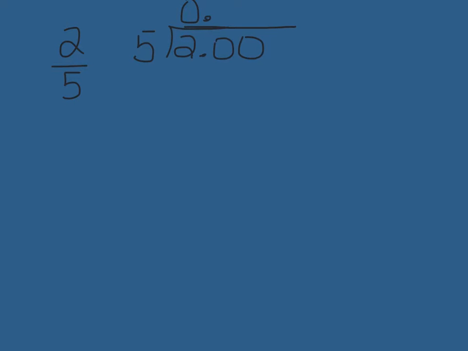5 goes into 20 4 times. 5 times 4 is 20. Subtract and 0. So I didn't need that extra one. Right here I have 2/5 equals 0.4.